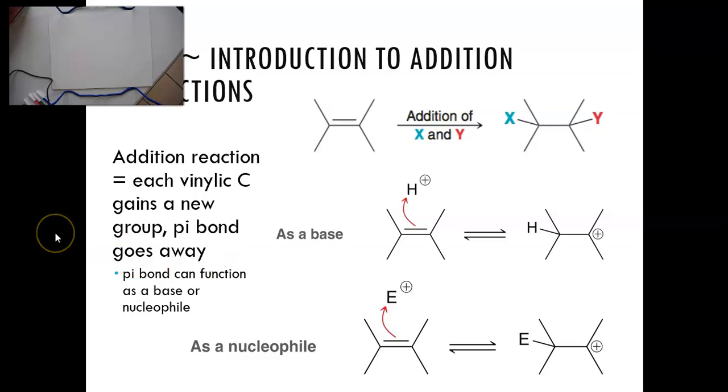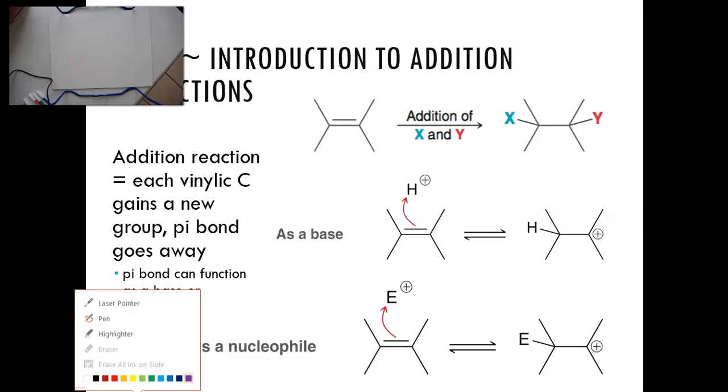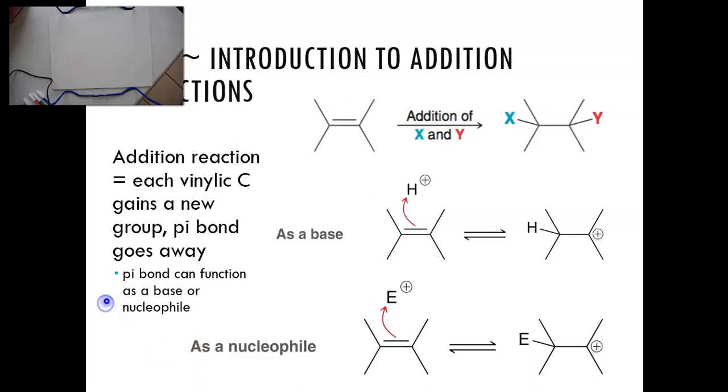So we're going to start by looking at our general reaction for this chapter. We're focusing on what we call addition reactions. So here's our alkene. We're going to react it with X and Y. So again, just being very generic here. And what's going to happen is we're going to add one of those atoms to one carbon of our alkene and the other atom to the other carbon of our alkene.